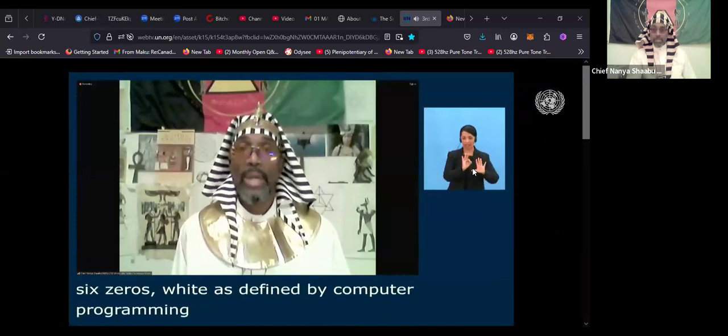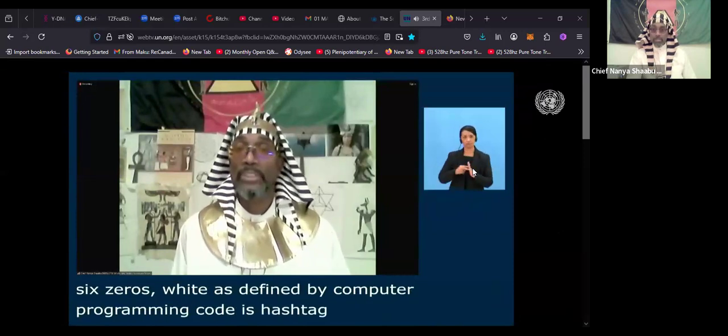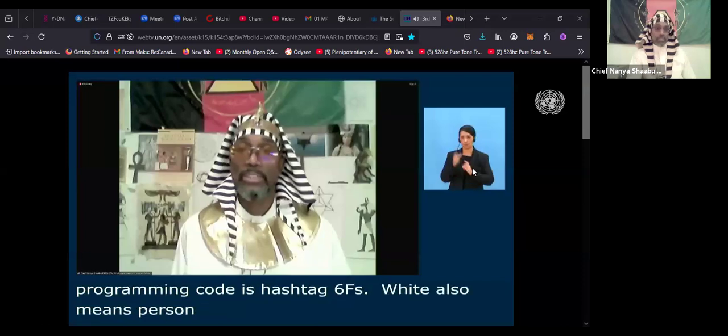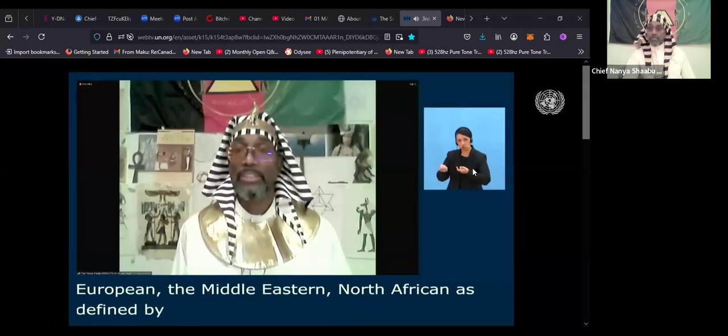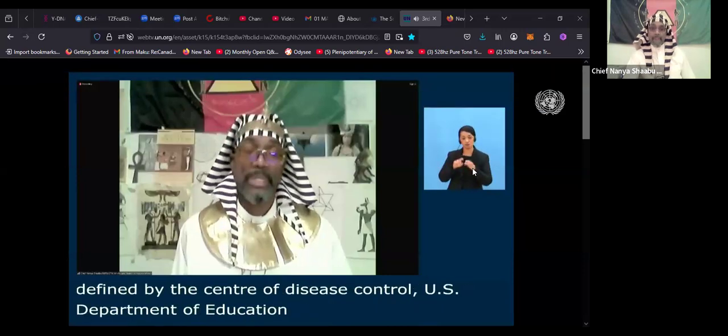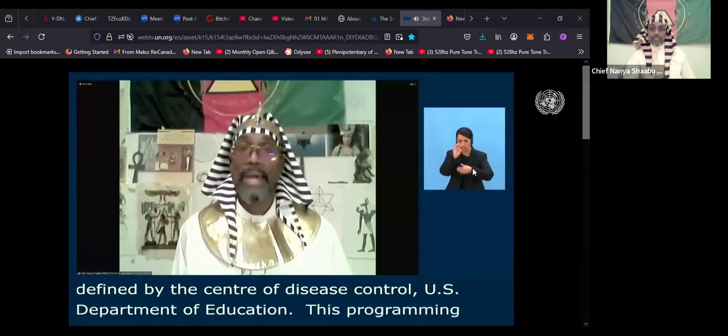White also means a person having origins in any of the original peoples of Europe, the Middle East, or North Africa, as defined by the Center for Disease Control, ACRO, U.S. Department of Education. This programming error must be corrected immediately. The legal maxim is Black has no standing at law.